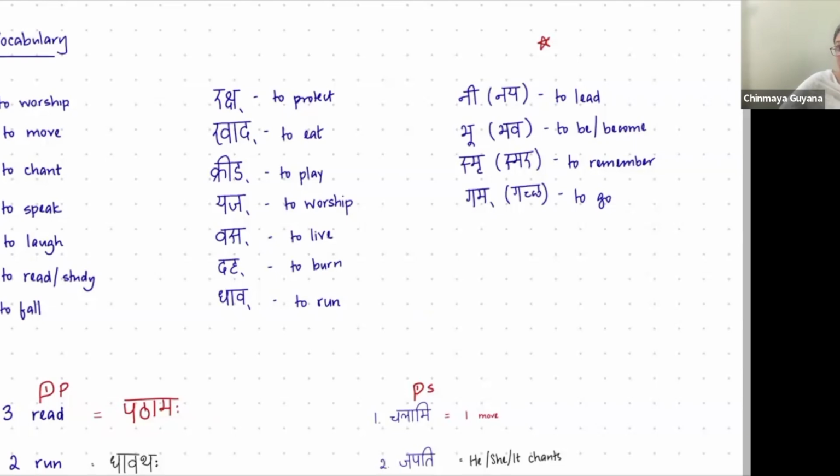Ni becomes naya, and to naya you add whatever you have to add. Ni is to lead. Bhu becomes bhava. Smri becomes smara. Oh, I'm not telling the meaning. Bhu becomes bhava, to be or become. Smri becomes smara, to remember. And gam becomes gaccha, to go.